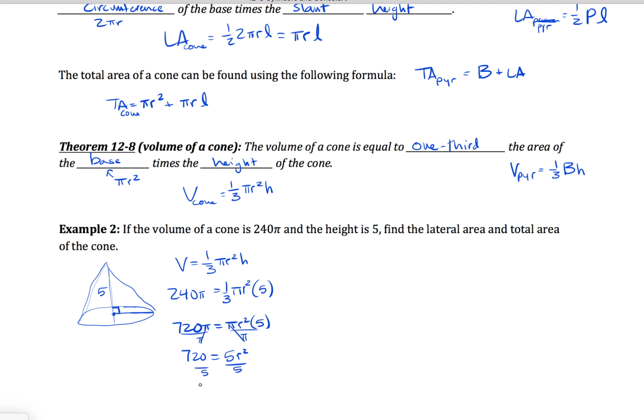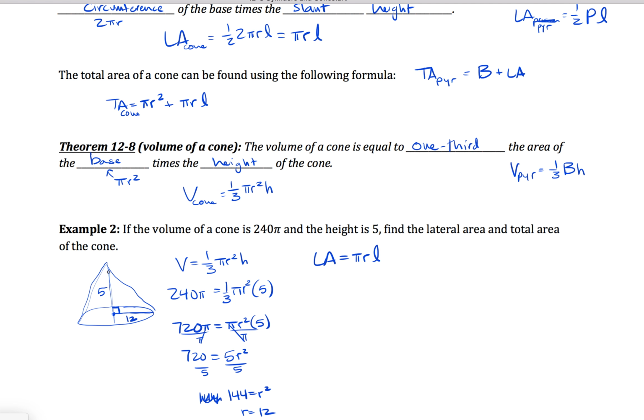Next I'll divide by 5. 720 divided by 5, let's see, that will be 164. Does that sound right? Let me try that on my calculator. 144, I was wrong. So that's going to be 144 for r squared, which would indicate then the radius would be 12, right? So now we have a radius of 12. We need that radius in order to find the lateral area and the total area, but there's something else we need, right? Because the lateral area of a cone is pi times the radius times the slant height. We don't have that yet. We were just given the regular height.